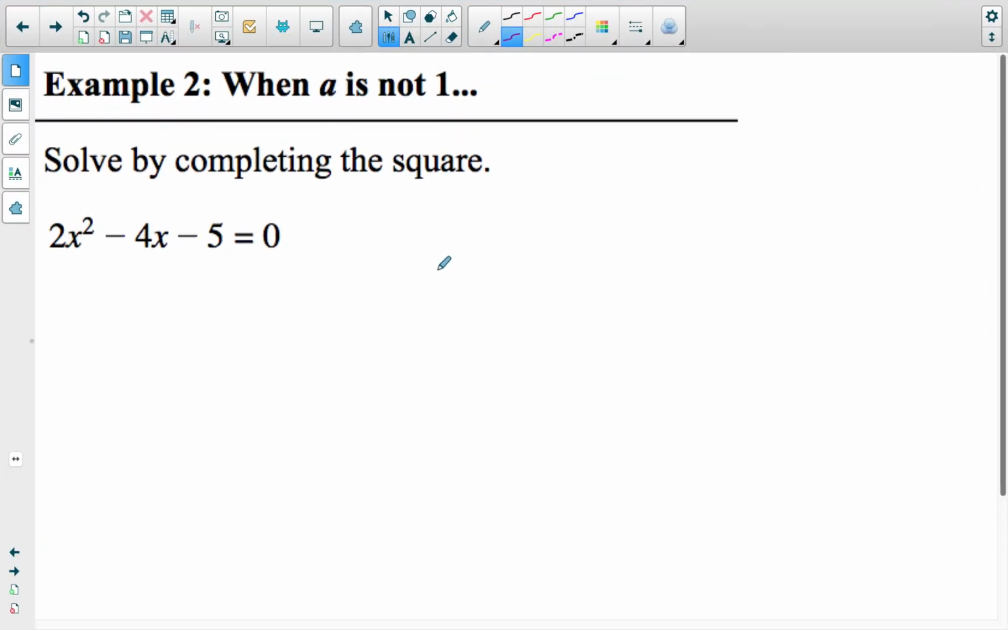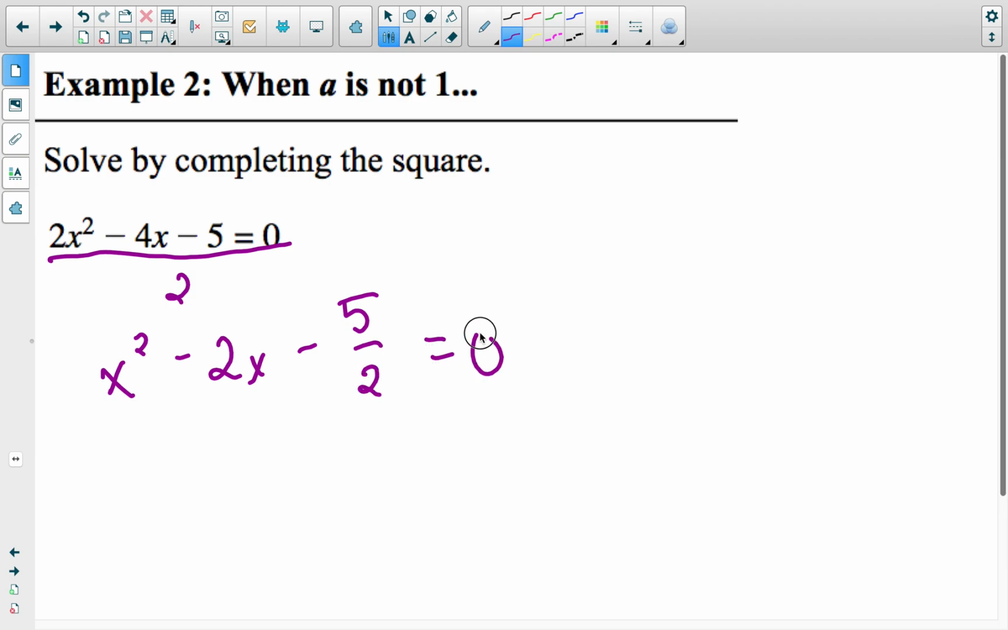Alright, so completing the square, one of our key steps is to make sure that our leading coefficient is 1. So here we have a case where we got to do a little work before we can complete the square. I have a 2 in front, so I got to take everything and divide by 2 first. 2x squared divided by 2 will give me x squared minus 2x minus 5 halves. Leave it as a fraction, please and thank you.